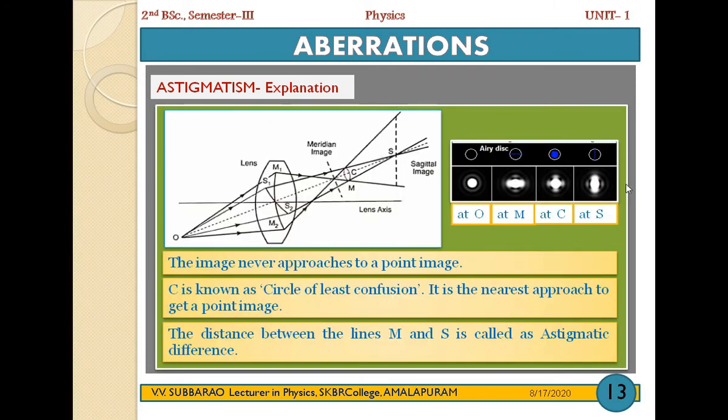This image shows the nature of images observed on the screen when the point object is placed far off the axis. O is the point object and monochromatic light from O is incident on the lens. Then we will get a horizontally stretched image at M. Here the image is stretched along a horizontal line, and at S the image is vertically stretched, but at C the image almost looks like a point. This is called the circle of least confusion. The axial distance between M and S is a measure of the astigmatism, and this distance is called the astigmatic difference.